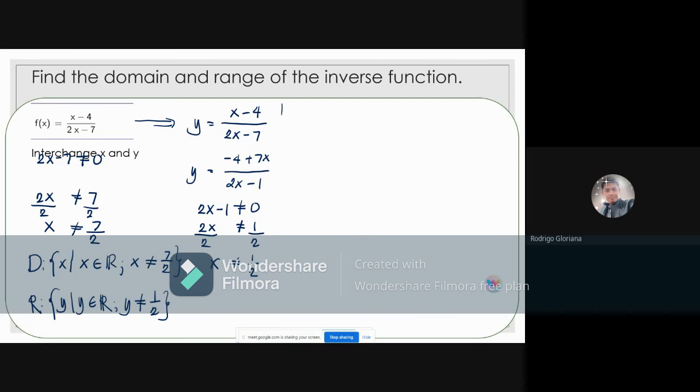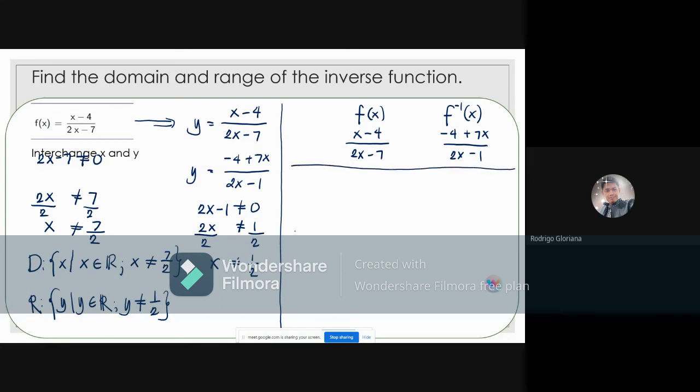Now, let us compare for the inverse. This is the given function of x, and this is your inverse function of x. The given is x minus 4 over 2x minus 7. The inverse function, which we solved, is negative 4 plus 7x over 2x minus 1. That is our function.